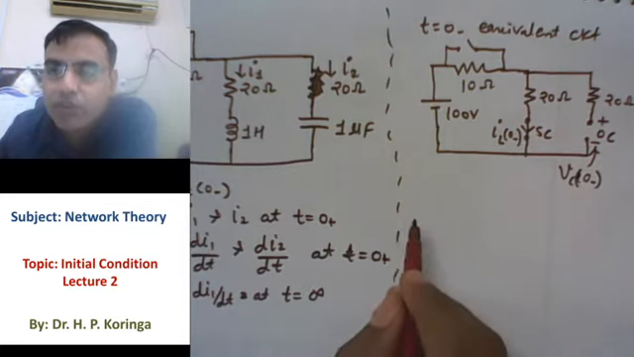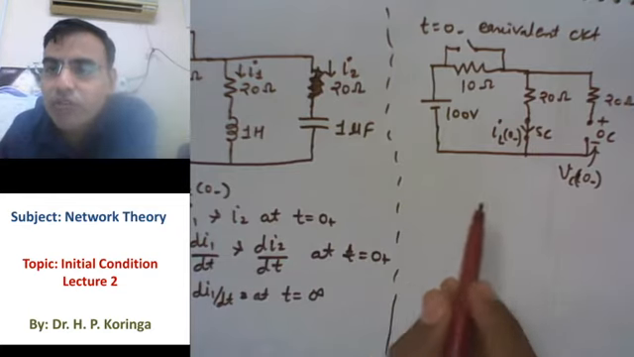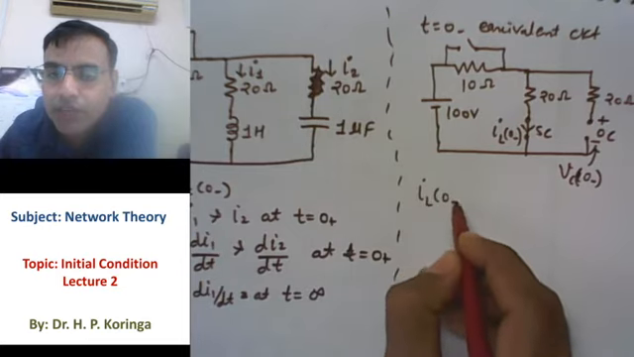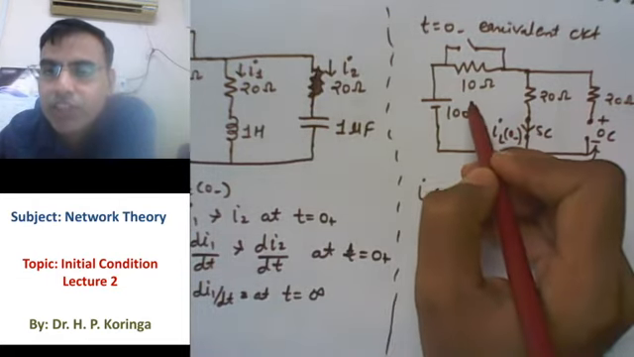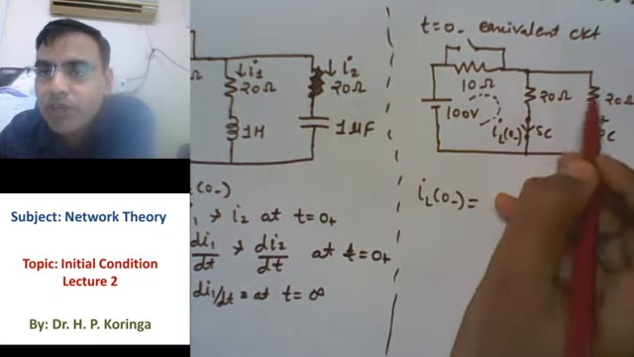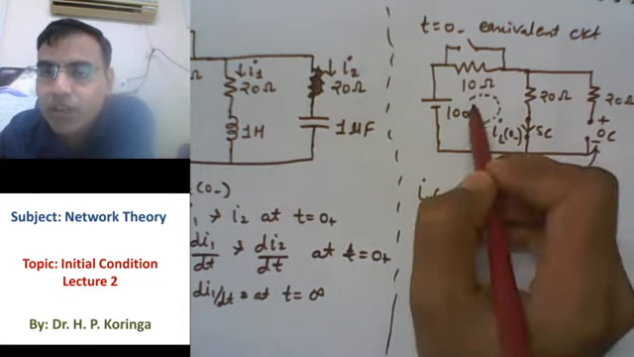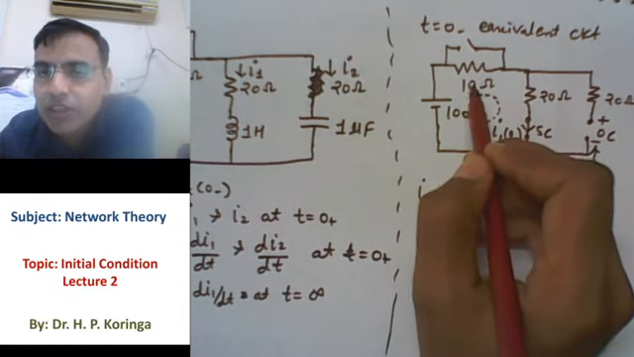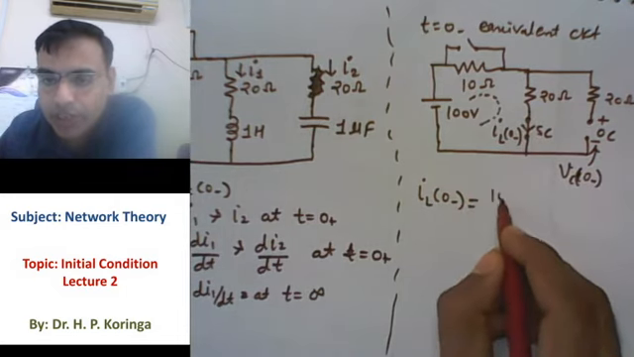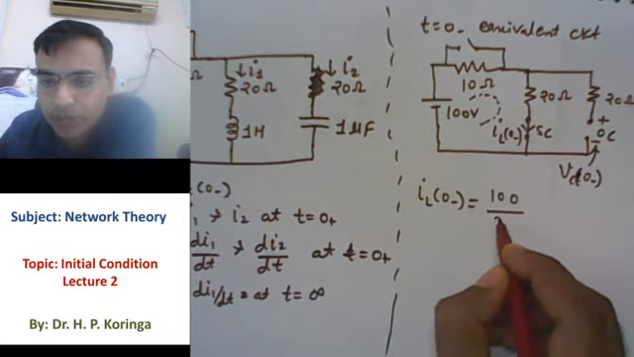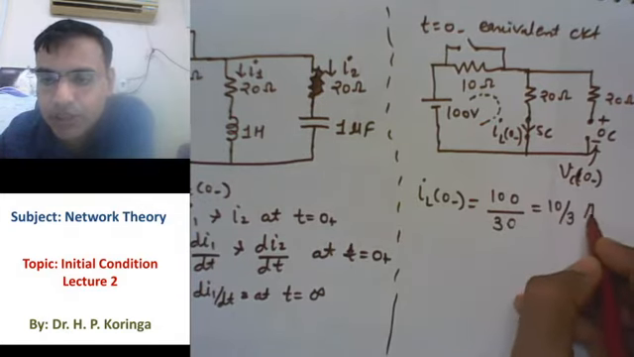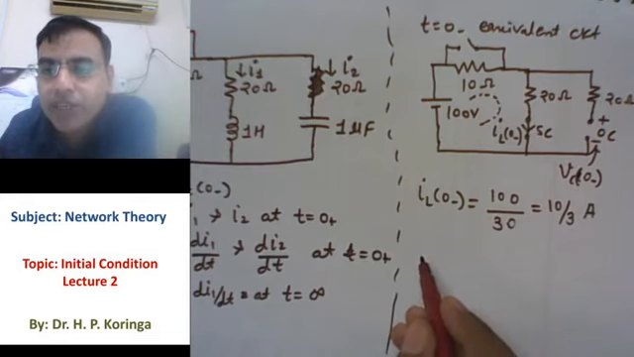So let me find both values. How to find IL(0⁻)? In this network, there is only one loop. This path is open, so there is no current flowing in this path. The 100 volt source and both resistors, 10 ohm and 20 ohm, are in series. So IL(0⁻) is 100 divided by 30 ohm, so it is 10/3 ampere current. So IL(0⁻) is 10/3 ampere.